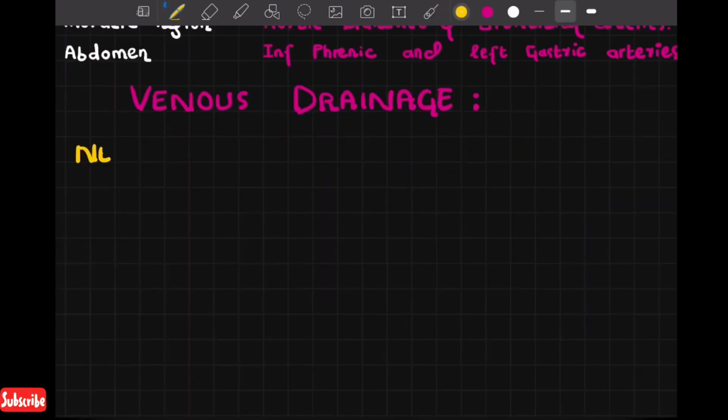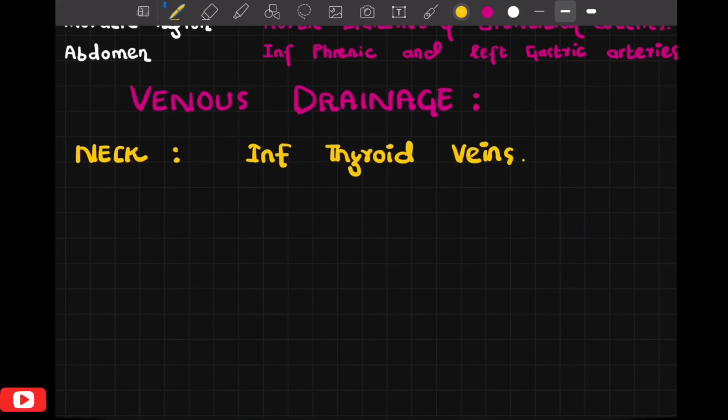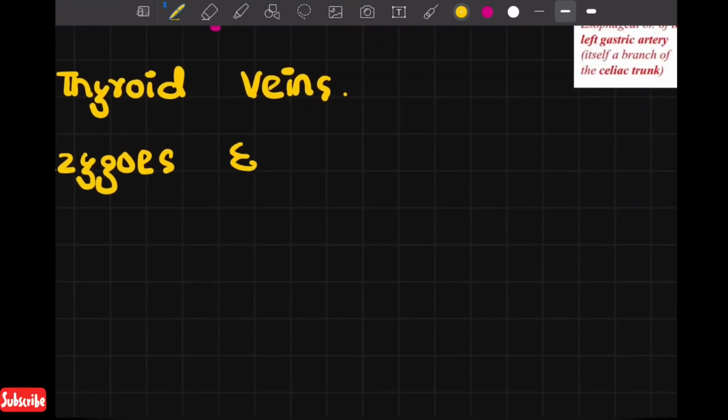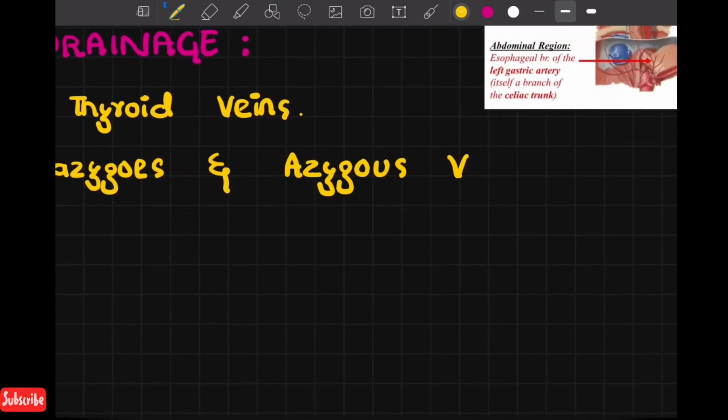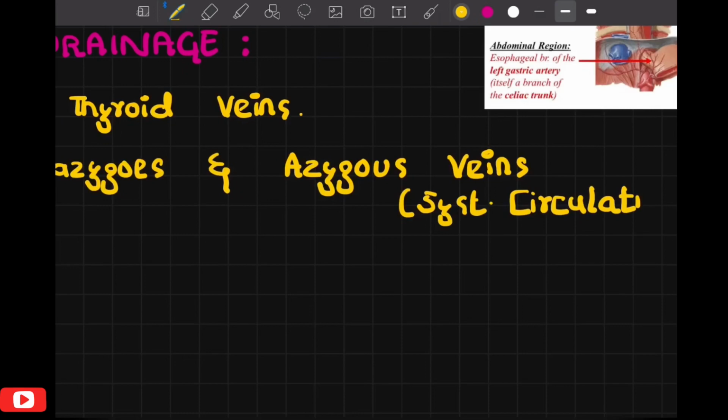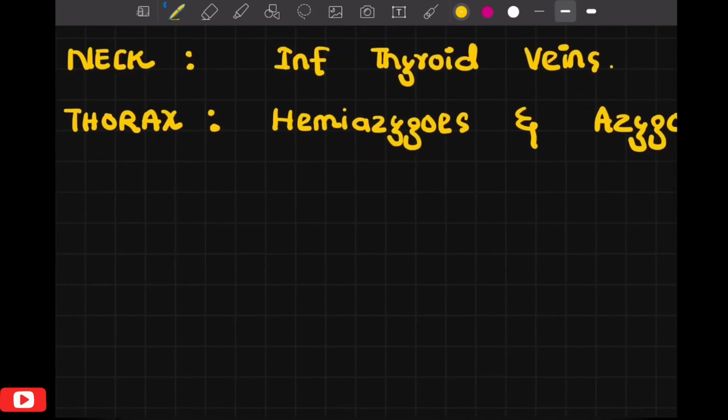The venous drainage can also be divided into three parts. In the neck region, the esophagus drains into the inferior thyroid veins. In the thoracic region, it drains into the hemiazygos and the azygos veins. And in the abdomen, the esophagus drains into the left gastric veins.